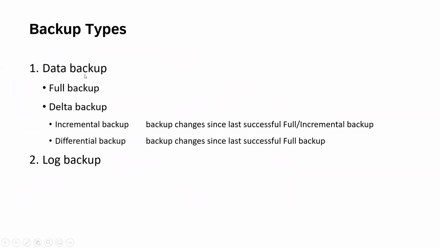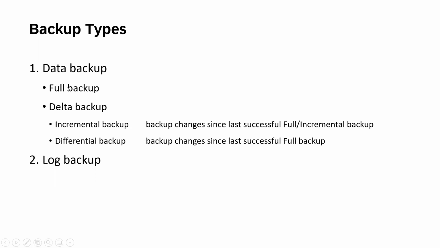Okay, so now coming to the backups, there are two types of backup. One is your data backup and the second is your log backup. Now what is this data backup? Data backup means the data which is already written into rows and tables in your data volumes. When you take a backup of this data, there are two types: full backup and delta backup.